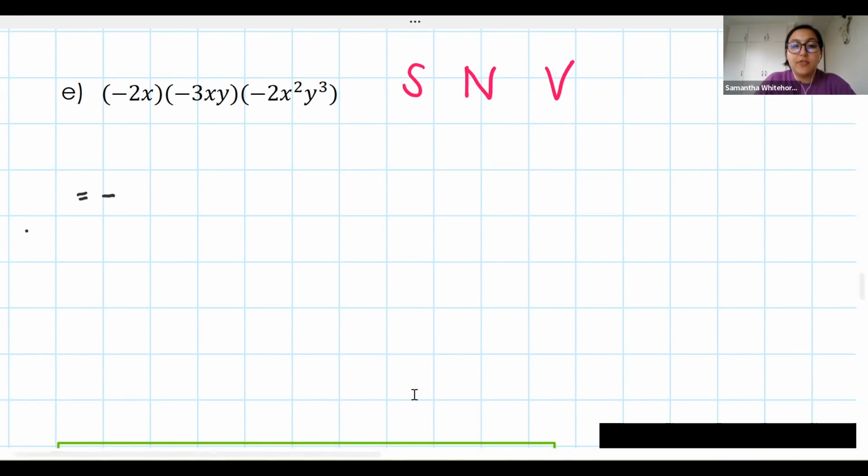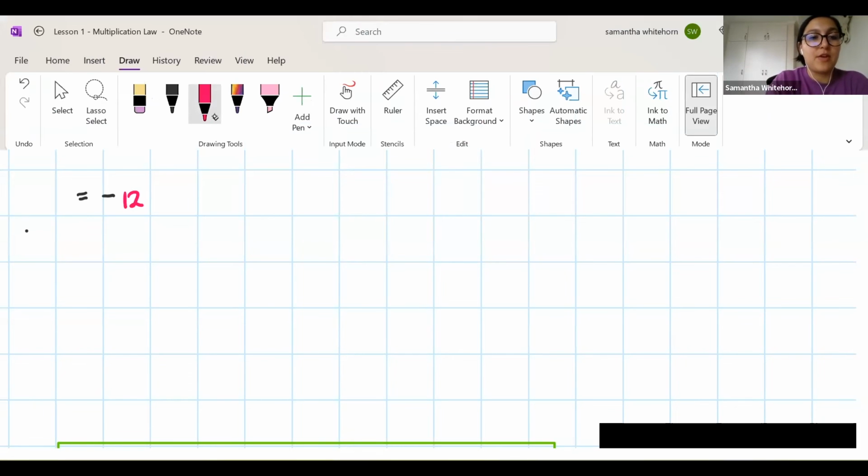Just remember, if we're doing SNV, so we've done our signs like you correctly told us, but when it gets to the numbers, we want to multiply the numbers. So now I want to take these big numbers here and I want to times them all together. So what I actually want to say here is 2 times 3 times 2. So 2 times 3 is 6, and 6 times 2 gives me 12. So we've got a -12, and then I deal separately with my variables.